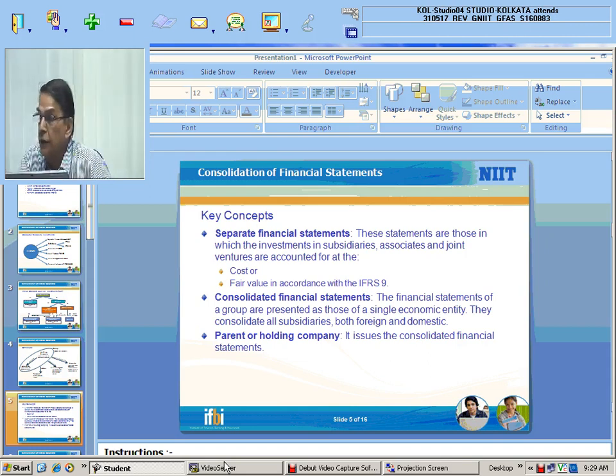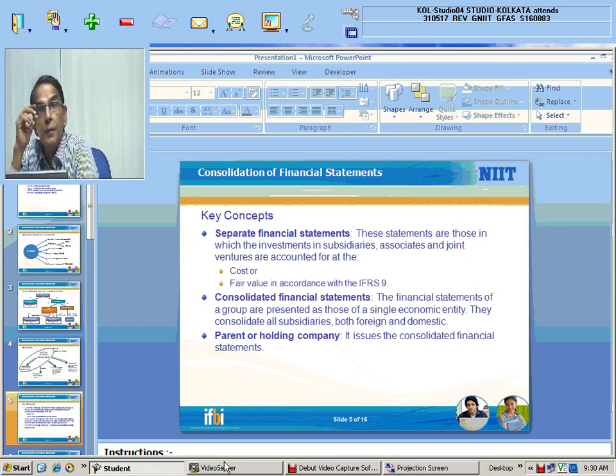Who issues the consolidated financial statement? The parent. The parent or holding company will prepare a separate financial statement for itself. Along with that, it also will prepare a consolidated financial statement for the group as a whole. That means it will consolidate with its own financial statement the financial statements of all the subsidiaries owned by the holding company, irrespective of whether the subsidiary is a foreign or a domestic company. So parent and holding company actually issues the consolidated financial statements in addition to its own separate financial statements.